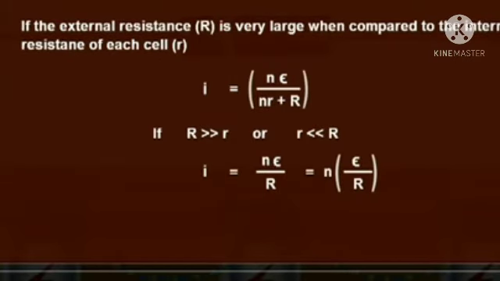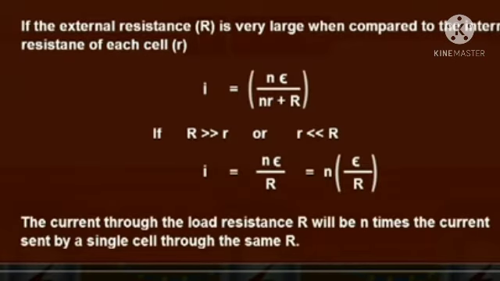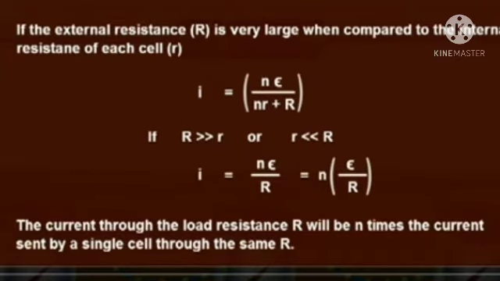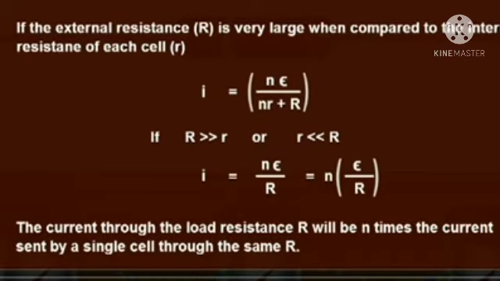Here I is current, n is the number of cells and R is resistance. The current through the external resistance capital R will be n times the current sent by a single cell through the same capital R, that is the resistance power.